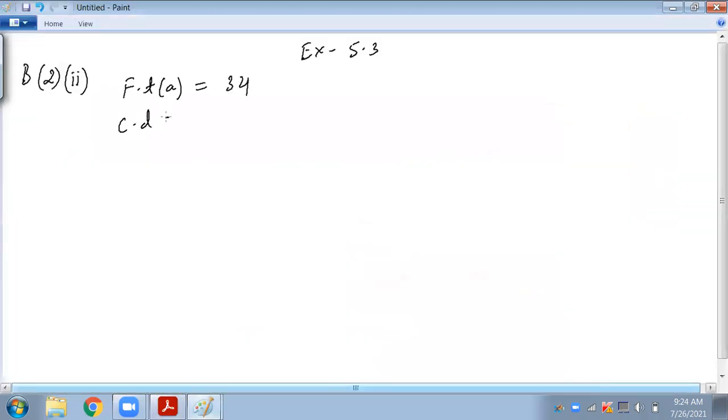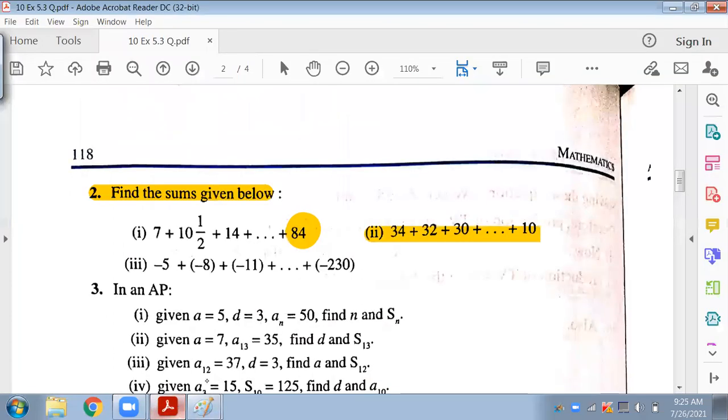Then common difference, how to find? It will be second term minus first term, so 32 minus 34. So it will be equal to how much? Minus 2. And the last term l is what? Last term is 10.